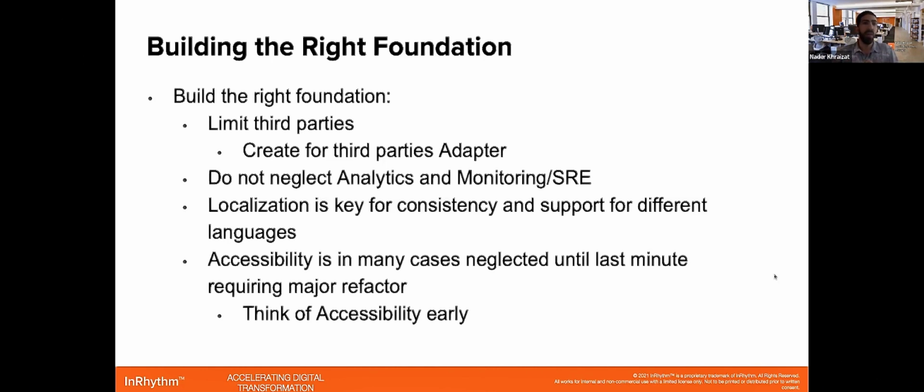Localization is also key. We need to make sure that we use localization for consistency as well as supporting other languages in the future. And also accessibility, in many cases, it does get neglected. And until the last minute or right before the release, we're like, okay, well, we need to add accessibility. And Apple does a great job in providing us out-of-the-box accessibility tools. However, in some cases, when you start to customize things, you need to write your own accessibility and customization. So make sure that you do think of accessibility early.